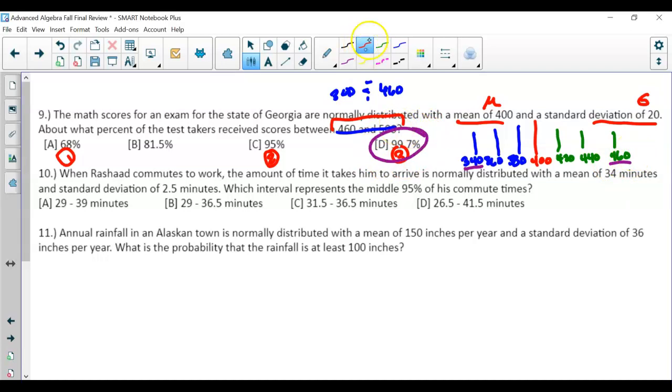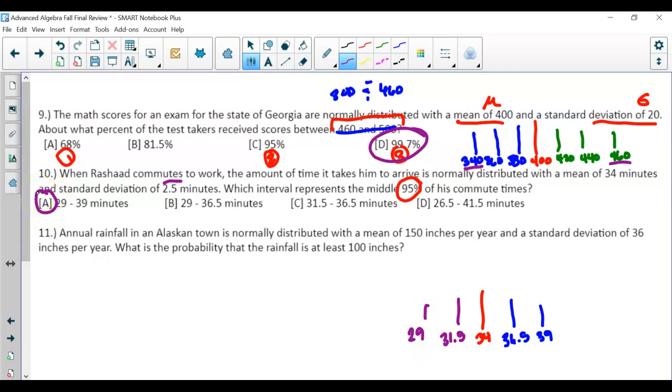So then in question number 10, again, you're focusing on which interval represents 95%. So that's 2 standard deviations. So again, your mean is 34, standard deviation is 2.5. So now here I'm at 36.5, but 2 is now 39. Then here, 2 below. So first we're at 31.5 from subtracting our standard deviation. And then 1 more, we're at 29. That's why the answer here is A.